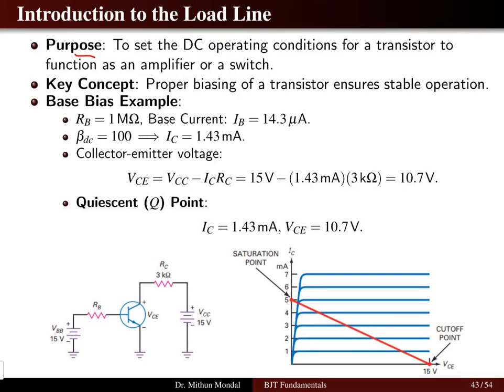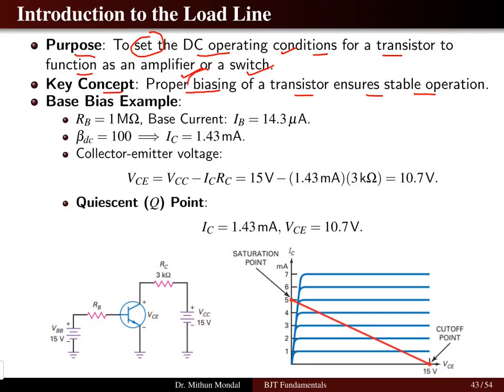So the purpose of the load line is to set the DC operating conditions for a transistor to function as an amplifier or a switch. We have seen in the previous lecture that the two basic purposes of a BJT are to act as an amplifier or act as a switch. So how do we set the DC operating condition so that the amplifier or switching operation of the BJT can be accomplished? The key concept related to this is that you need proper biasing of a transistor, ensuring that stable operation is there.